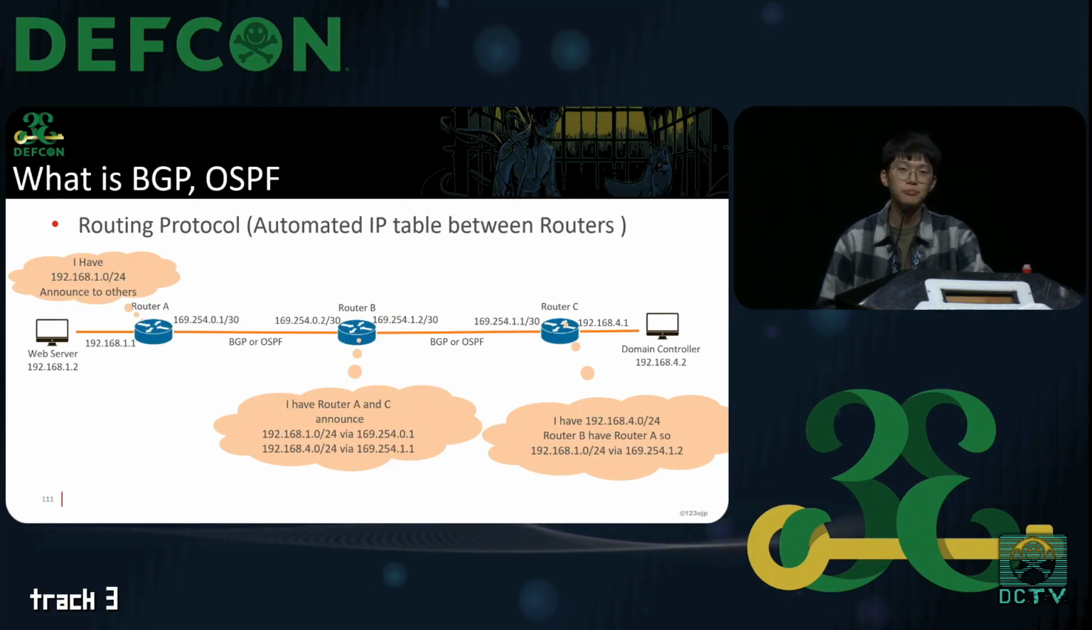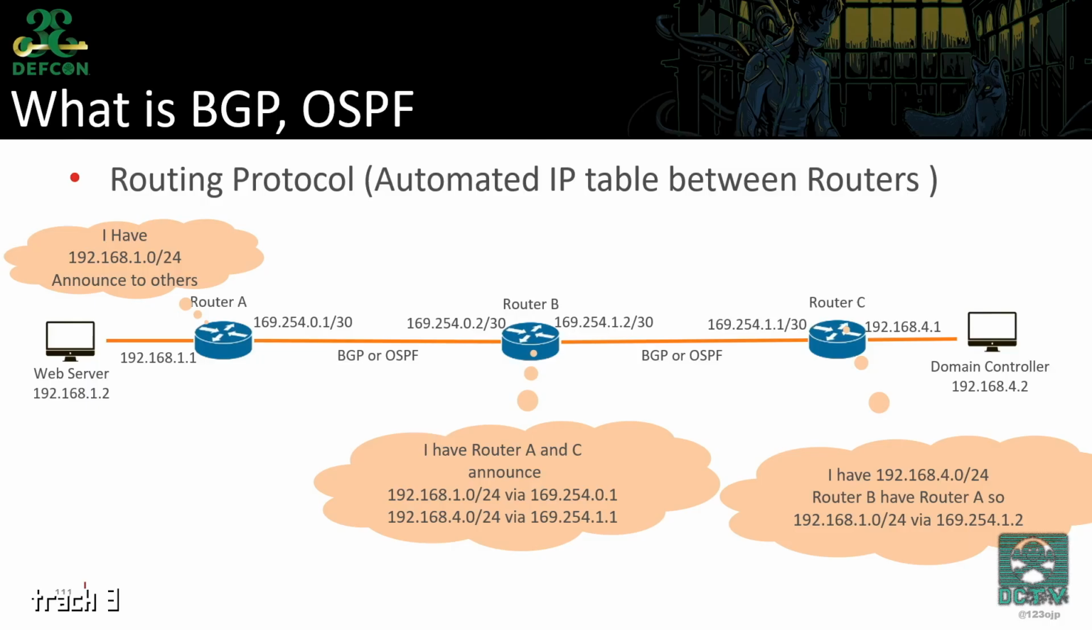So what is a routing protocol? It is a protocol that routers use to exchange routes and network information with other routers. Routing protocols help a router dynamically learn about the networks around it and determine the best path for forwarding packets. For example, router A has a subnet 192.168.1.0/24, and router C could learn the routes from router B by routing protocols.